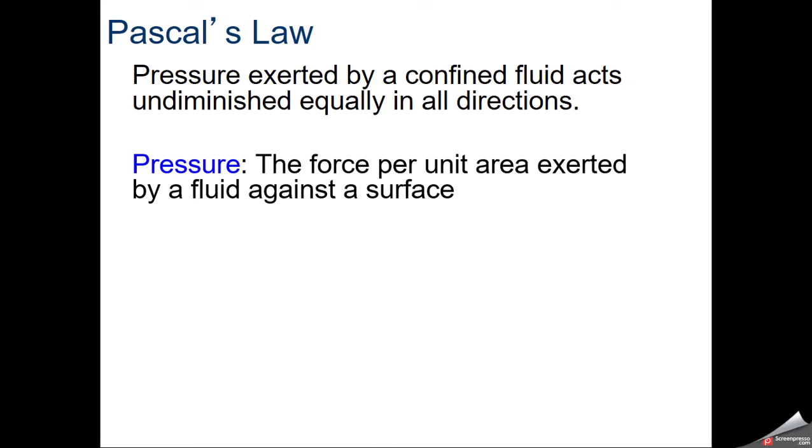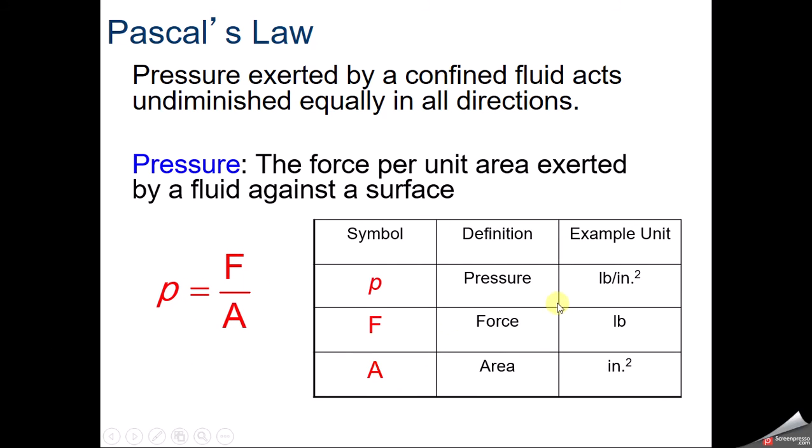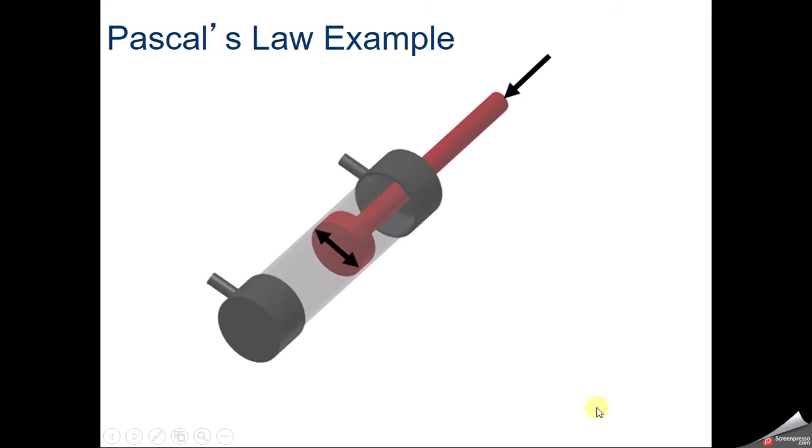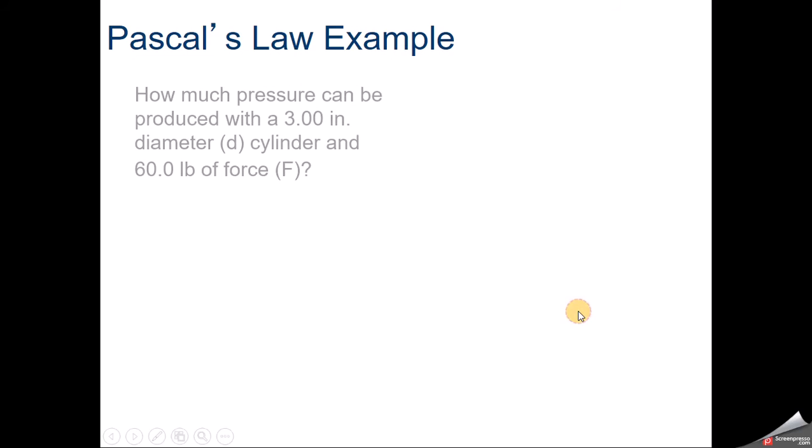So pressure is the force being exerted on a fluid against a surface. The surface area we're looking at is going to be the cylinders. So the pressure is equal to force over that area. Pressure is going to be in pounds per square inch, force will be in pounds, and area will be in square inches. Then there's Pascal's law, just like you saw in the video.